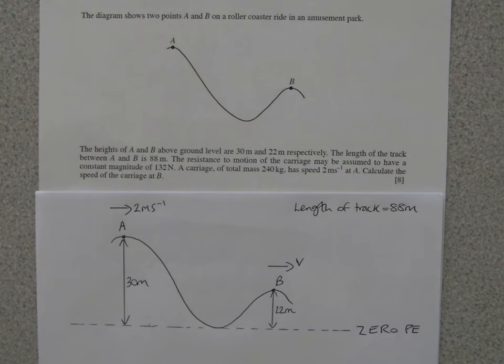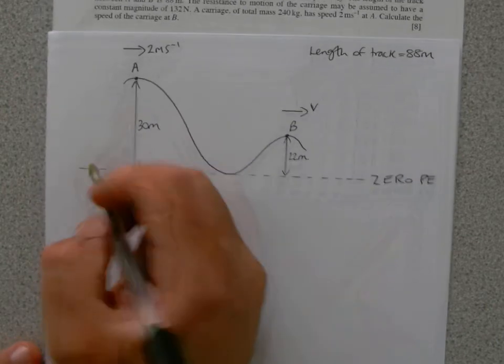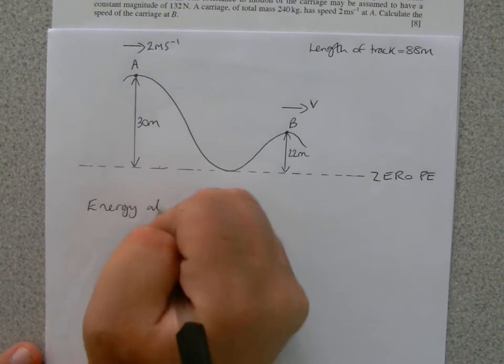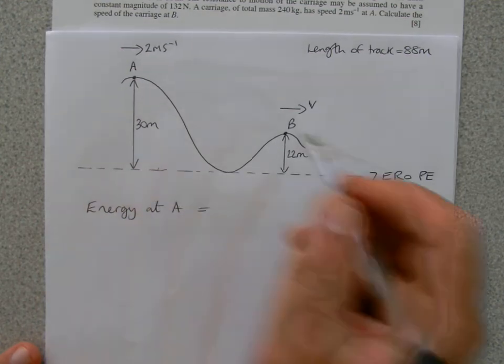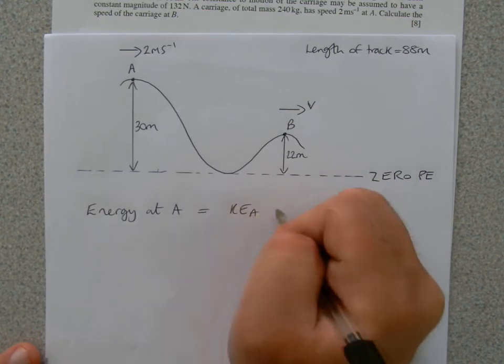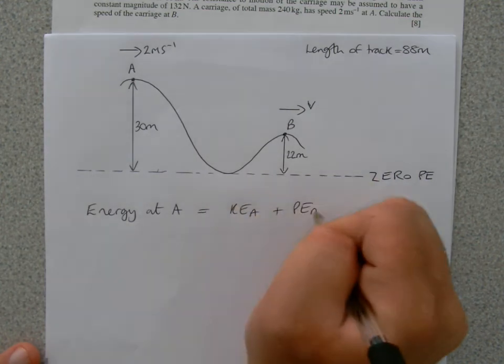So we need to think about conservation of energy here, energy principles, but also there's work done, isn't there, because there's a resistance to motion as the carriage moves along. So what I'm going to do is first consider the energy it's got at A. Let's look at the energy it's got at the start. At A, it's got two types of energy, isn't it? It's got kinetic energy and it's got potential energy.